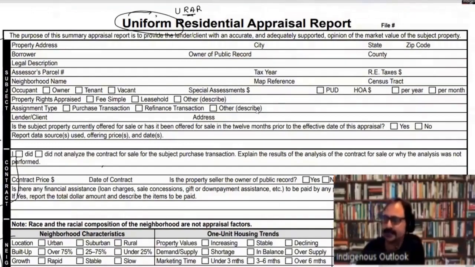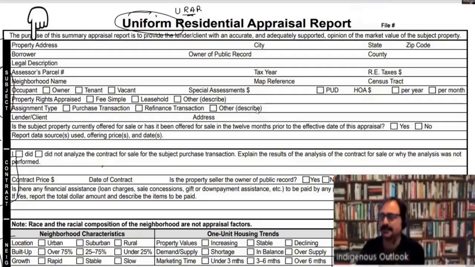So it's a subject column or subject section. That means it is only going to give us the subject information. What property the appraiser has appraised, what is our subject property, on which loan has been applied. Okay, so property address. What is the property address?